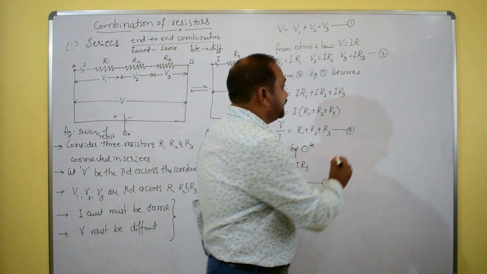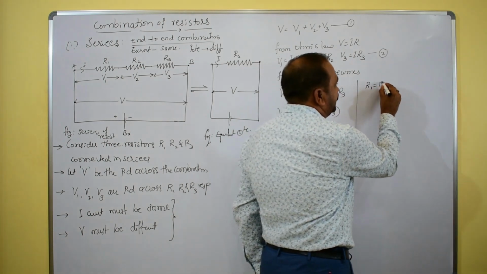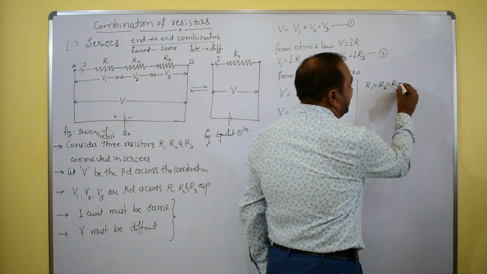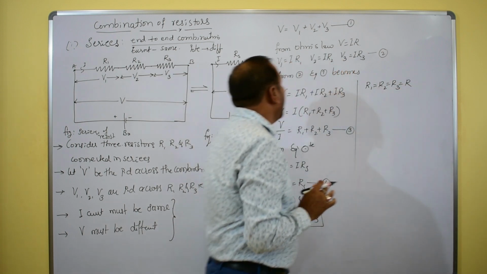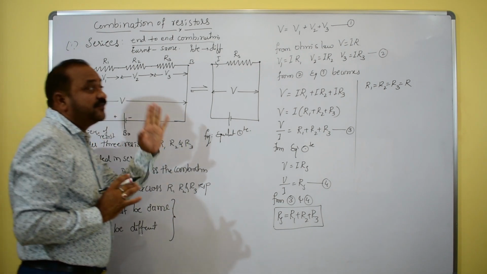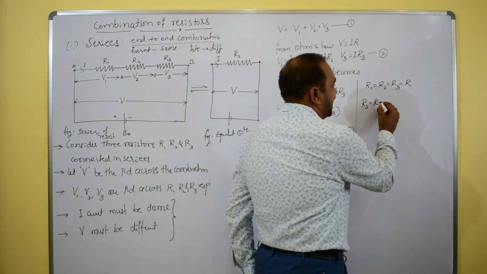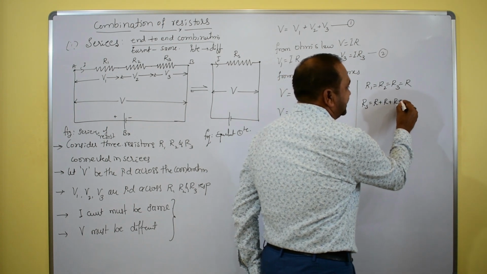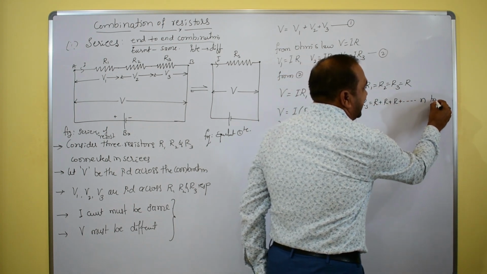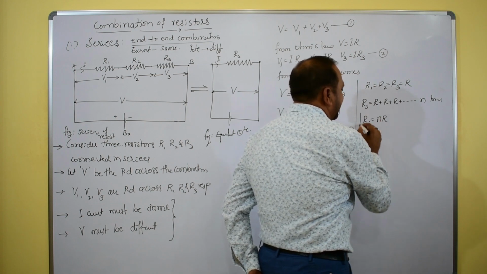With reference to this, for example, say R1 equal to R2 equal to R3 equal to R. All are the same resistors. Then what happens now? Rs equal to R plus R plus R plus so on up to n times. Then Rs equal to n times R.